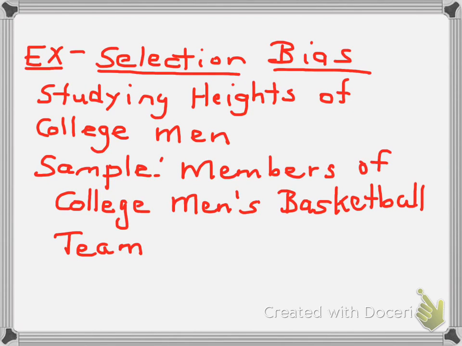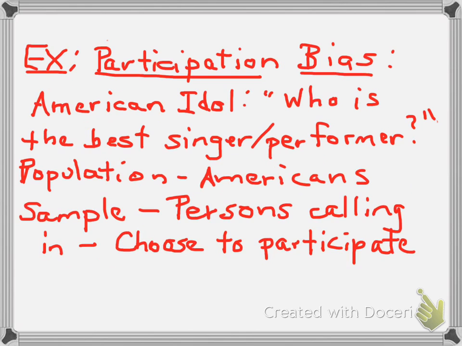A good example of where selection bias did occur is if we're studying the heights of college men. And suppose the sample that we choose are members of the men's basketball team. There is obviously selection bias in this sample due to the fact that most basketball players are much taller than the average college male.